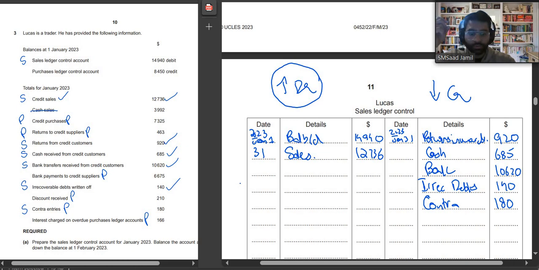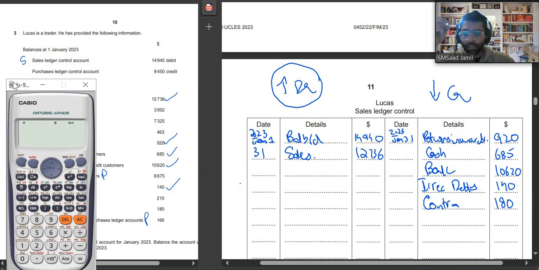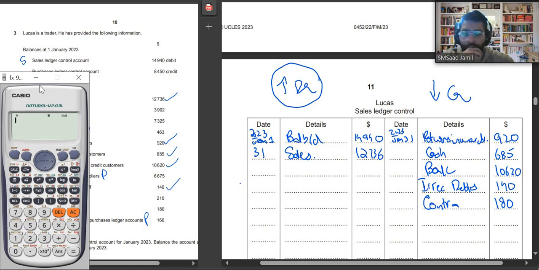Let me do it with you. I won't leave you alone, don't worry. So basically, 14,940 plus 12,736. On the debit side, I write 27,676. Now let's total the credit side. 920 plus 685 plus 10,620 plus 140 plus 180, that's 12,545.